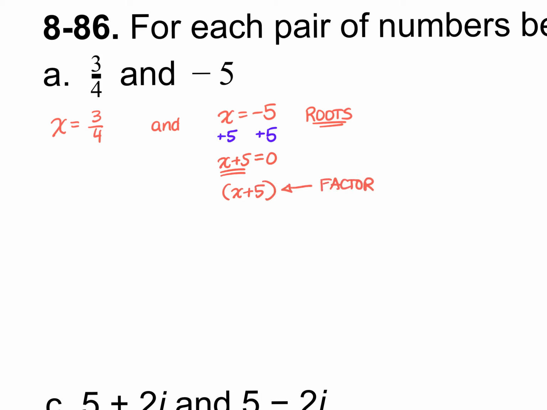Now we can do the same thing over here, but I'm going to do this in a couple of steps, and it'll make sense why I do this later. I'm not going to subtract 3/4 from both sides. What I'm going to do is multiply both sides by 4 first. So if I multiply both sides by 4, I'm going to get 4 times x equals 3. Then I'm going to subtract my 3 from both sides. And what I get is 4x minus 3 equals 0. That 4x minus 3, there's my factor.